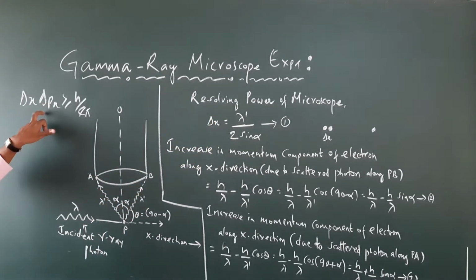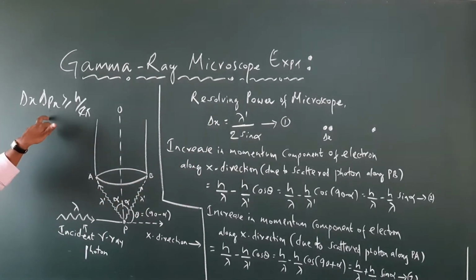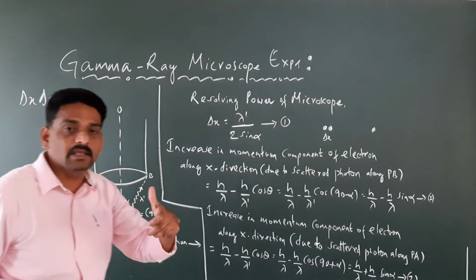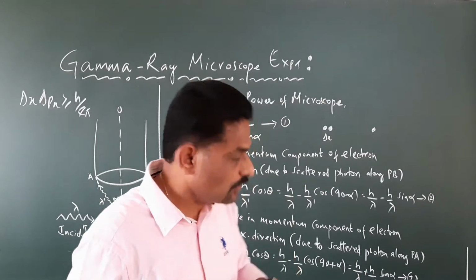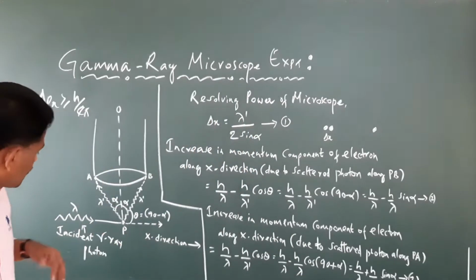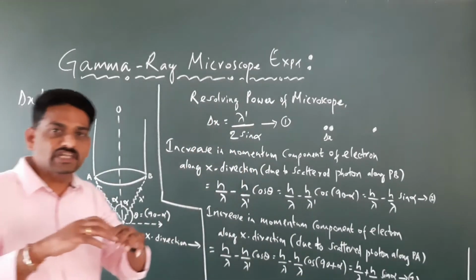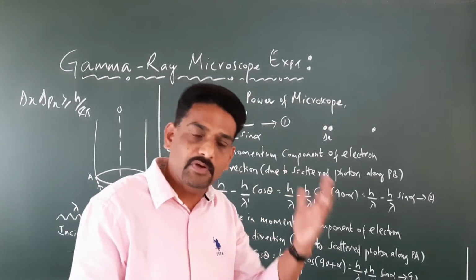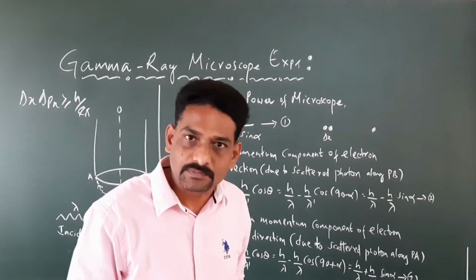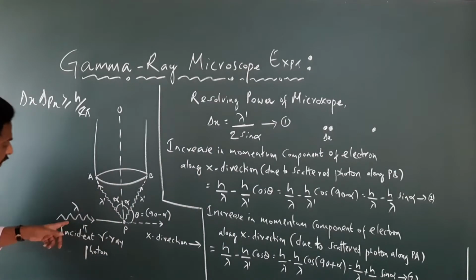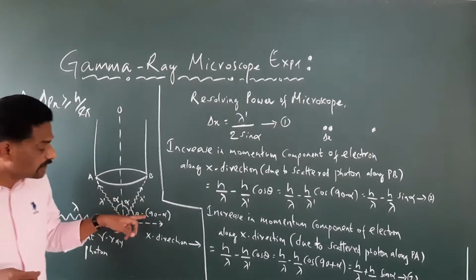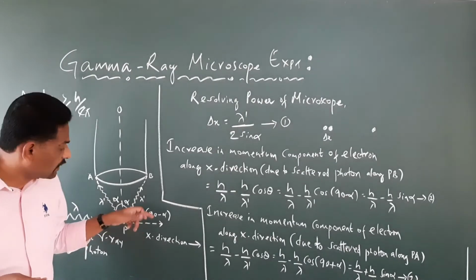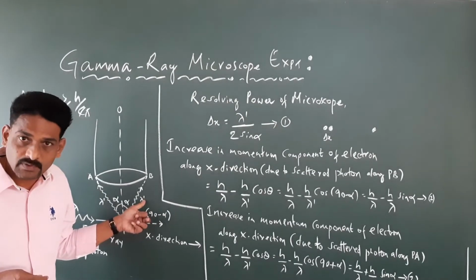So what is left out now? We should now measure delta px, that is the uncertainty in the momentum. We have to calculate the uncertainty in the momentum. So for that, we should know the change in the momentum of the photon before and after the collision. Before the collision, what is the wavelength of the incident light? It is lambda. After the collision, what is the wavelength of the scattered photon? It is lambda dash.